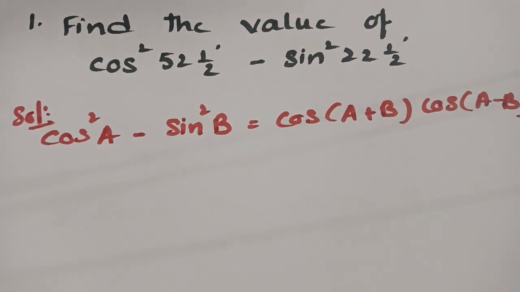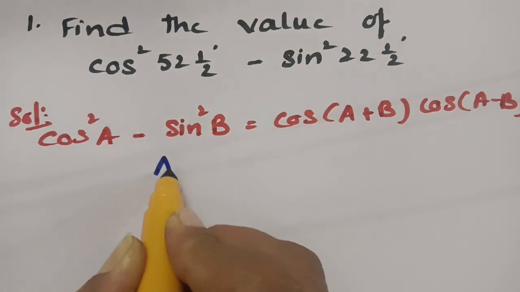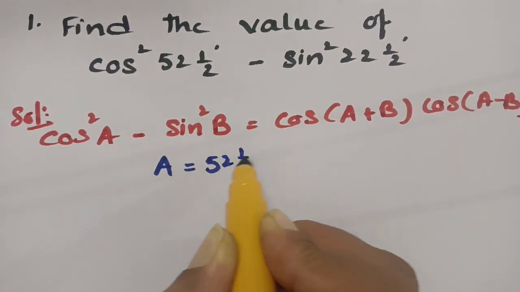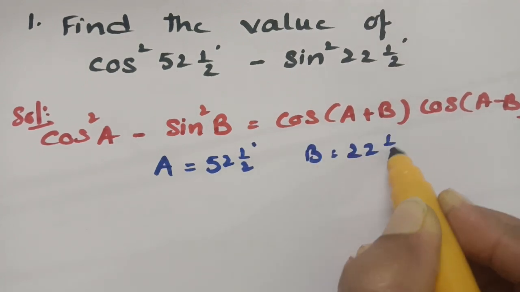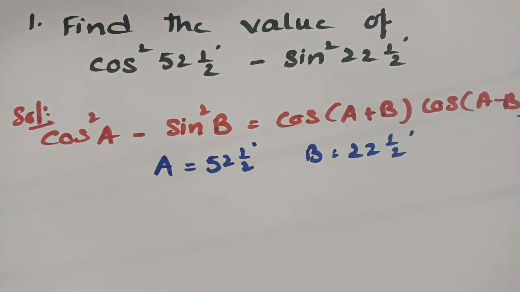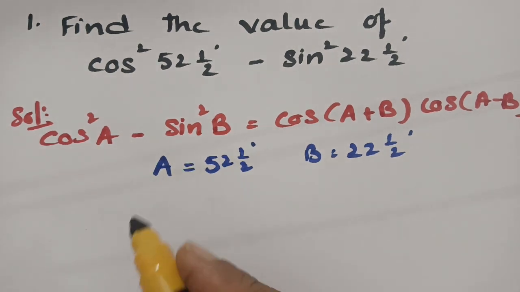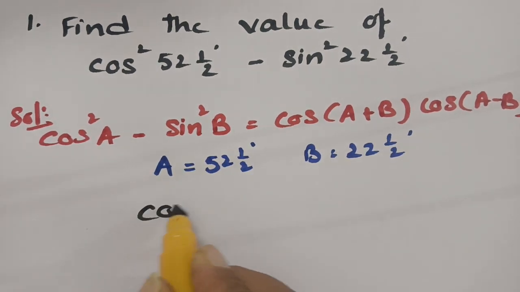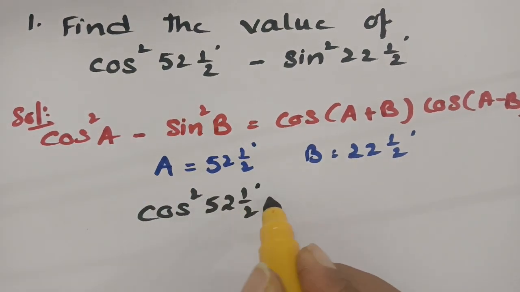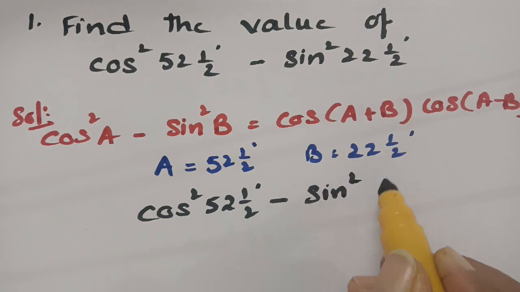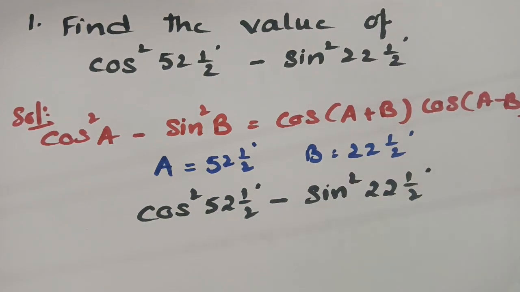Clear? So in place of A, I am taking 52 and half degrees. And in place of B, I am taking 22 and half degrees. So if I substitute the same thing in the formula, in place of A, I'm writing 52 and half degrees, and in place of B, I'm writing 22 and half degrees.